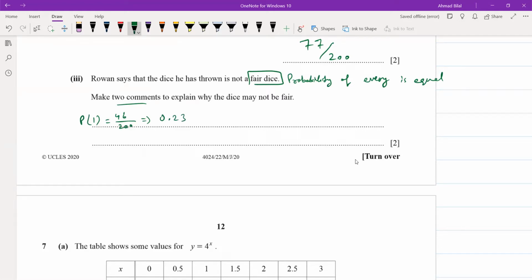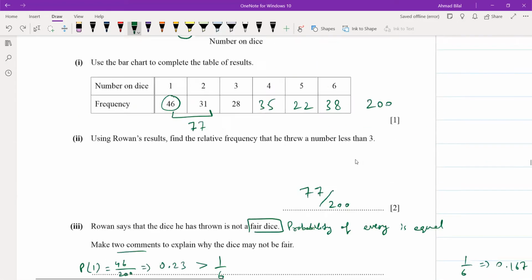अगर फेयर डाइस होता तो हमारी प्रोबेबिलिटी क्या होनी चाहिए थी? 1/6. 1/6 क्या होता है डेसिमल्स के अंदर? For comparison, that's 0.167. Now, since 0.23 is much bigger than 1/6, that means it's not a fair dice, right? Because it's a lot bigger than that.